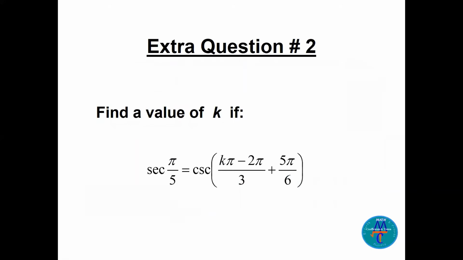Extra question number 2. Find a value for k if secant of pi over 5 is equal to cosecant of (k pi minus 2 pi over 3 plus 5 pi over 6). We have to find one value for k that will make this equation true.